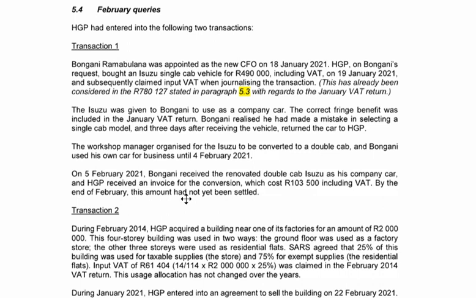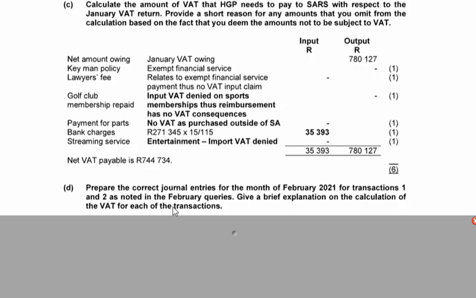So there are two journals here. There's one journal for the 103,500, converting from a single cab to a double cab, and then there'll be a fringe benefit as well. And remember, he's only going to get the car from 5 February for a fringe benefit, so he's only got it for 24 out of the 28 days of the month. So let's have a look at the solution itself.